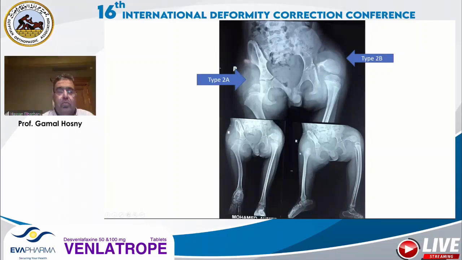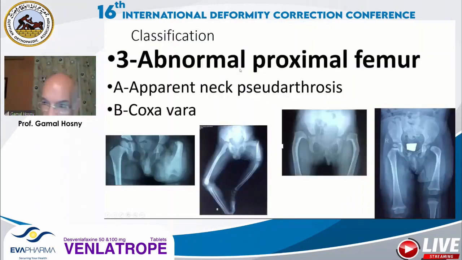Type 2A, total absence. Type 2B, absence of the proximal tibia. Type 3, abnormal proximal femur. Type A, apparent neck pseudoarthrosis. And this is an example. You see, there is no apparent continuity between the head and the proximal femur. This is not true. There is something in between, fibrocartilage in between, like this. It looks like a pseudoarthrosis. It's not pseudoarthrosis, it's apparent pseudoarthrosis.